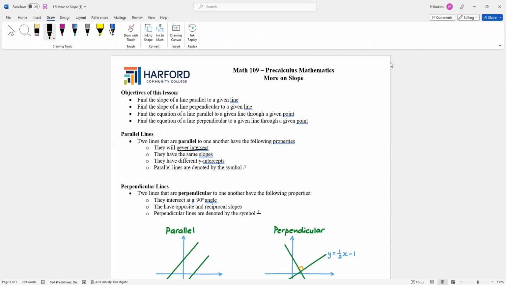And the thing that we're going to use is that they have the same slope. So if I have two parallel lines and say the slope of the first is 2, then the slope of the second line is also 2, okay? They are going to have two different y-intercepts, right? If they have the same y-intercept, then they are actually the same line, right?